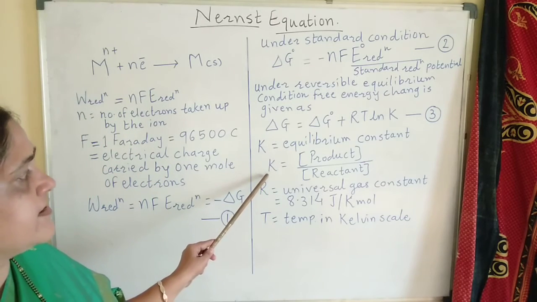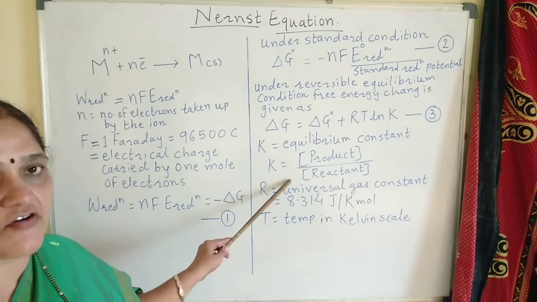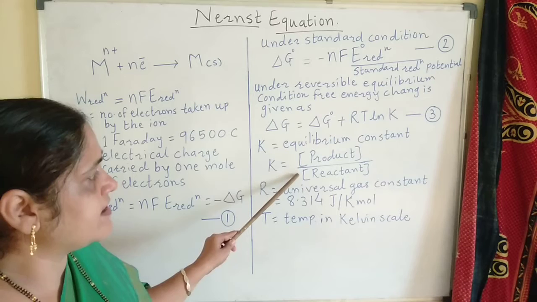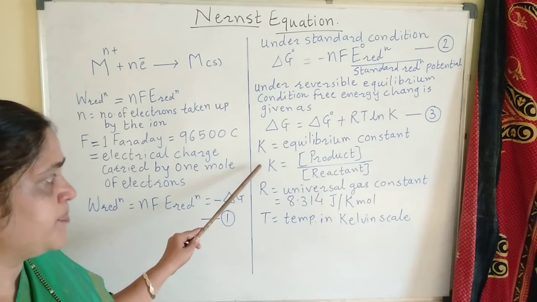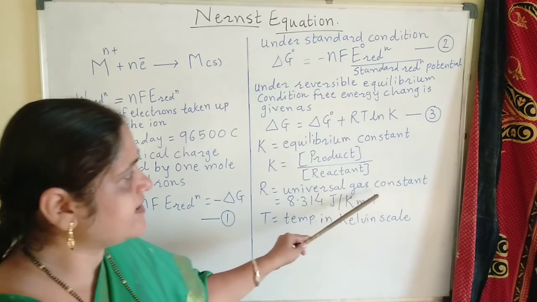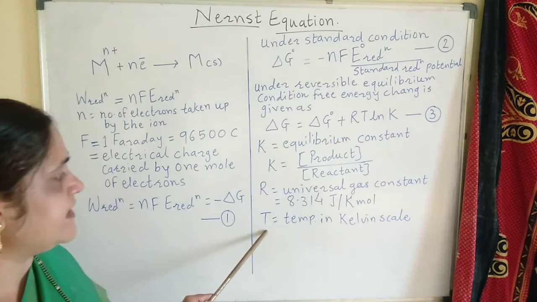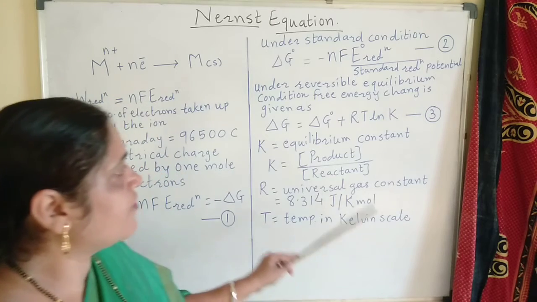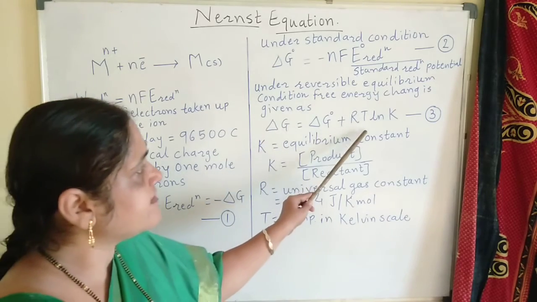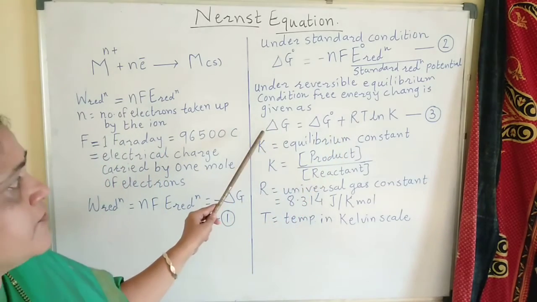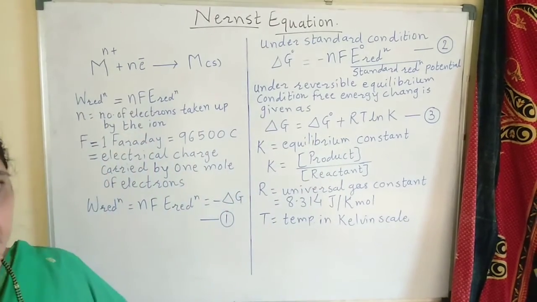Equilibrium constant can be written as ratio of concentration of the product to the concentration of the reactant, means concentration of product divided by concentration of the reactant. This is the formula for K. Now what is R? R is the universal gas constant, which is equal to 8.314 joule per Kelvin mole, and T is the temperature in Kelvin scale. So for this equation 3 we have got K, R and T which are present in this equation. So by using this equation 1, 2 and 3 we now can determine the Nernst equation.